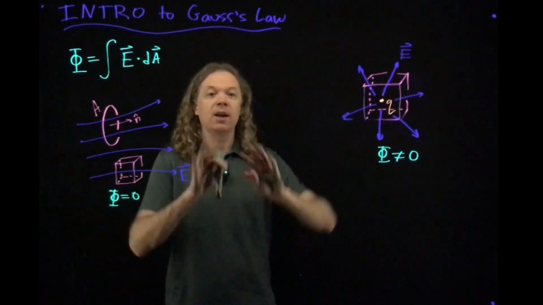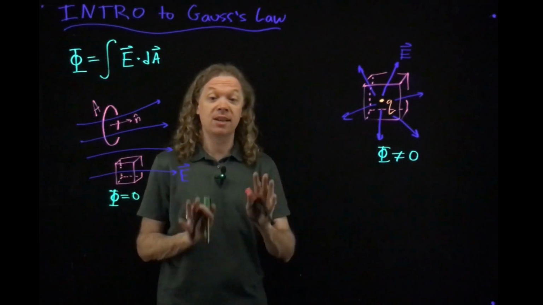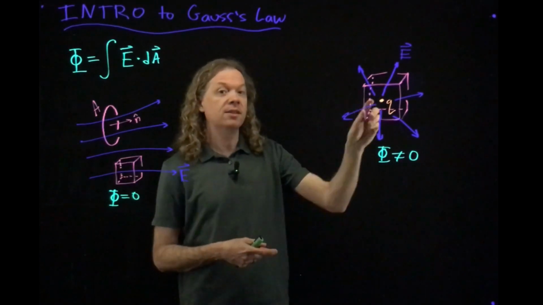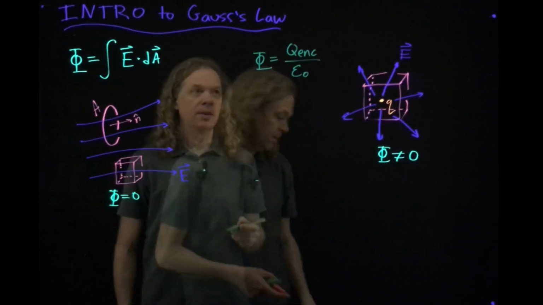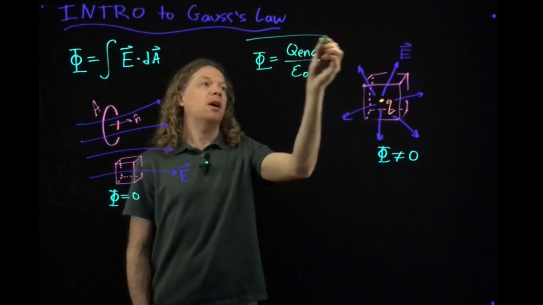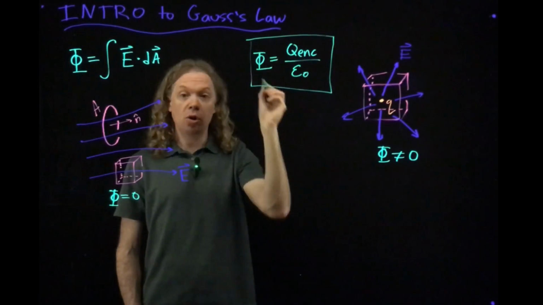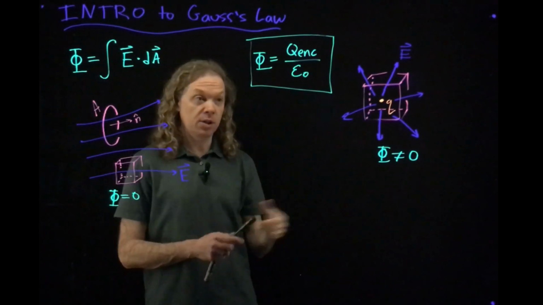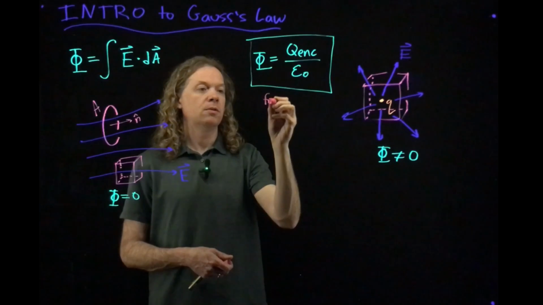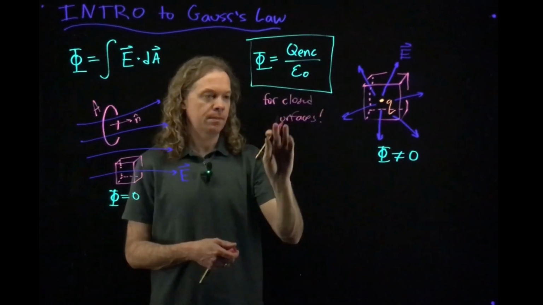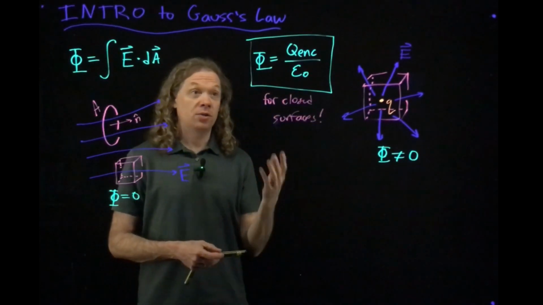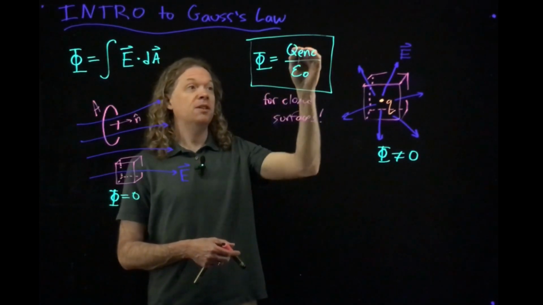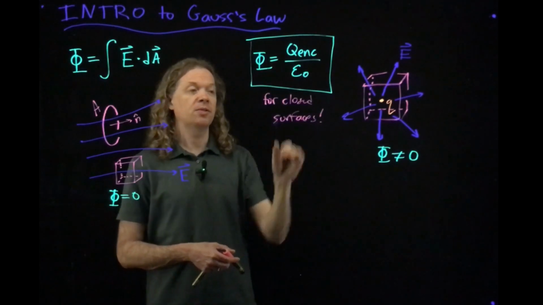Okay, so that brings us to what Gauss's law is all about. Well, Gauss's law says there's a relationship between the flux and the amount of charge that's inside the region you pick. So that's the statement of Gauss's law. It only applies for closed surfaces. So every time I write Gauss's law, I should always write for closed surfaces. But for a closed surface, if you calculate the flux using this, then whatever the flux is, it's going to be the total amount of charge enclosed by the surface divided by epsilon naught.